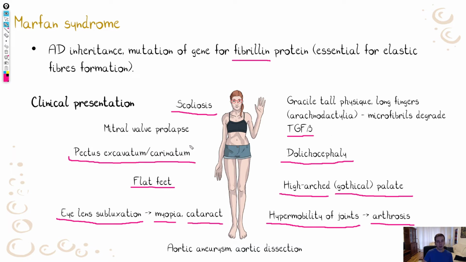But the biggest problem is inside. So those patients have a lot of problems with the cardiovascular system, especially with the valves. So very often they have prolapse of the mitral valve, and they are prone to aortic aneurysm and aortic dissection, which is usually the most common cause of death in those patients.